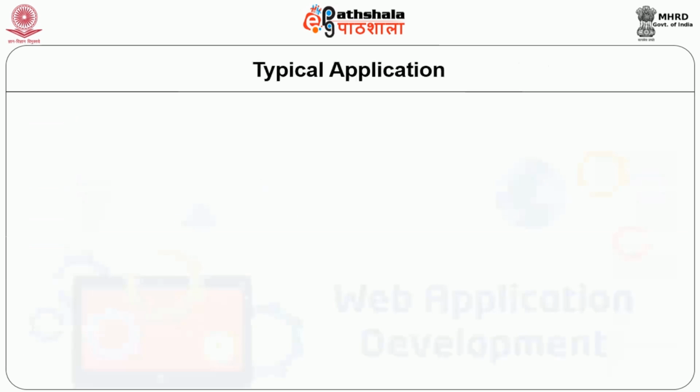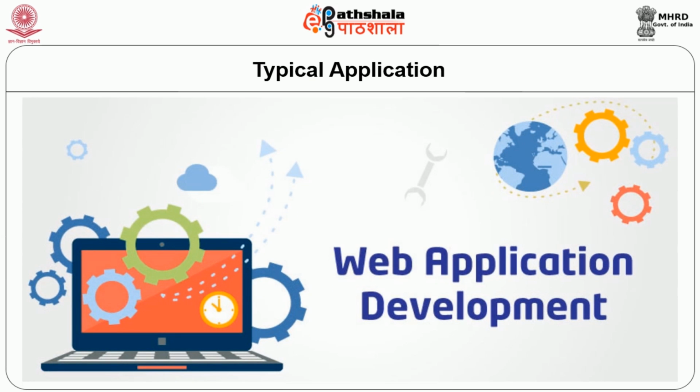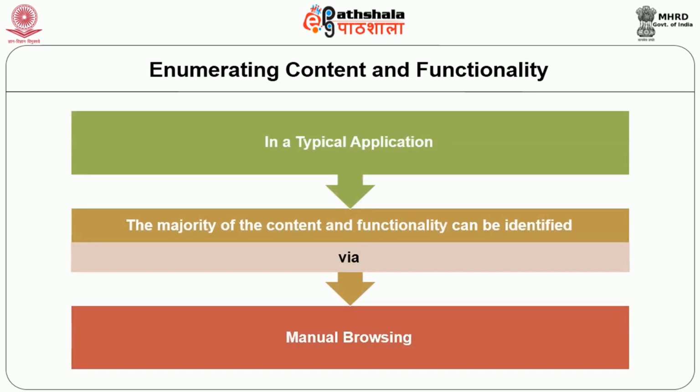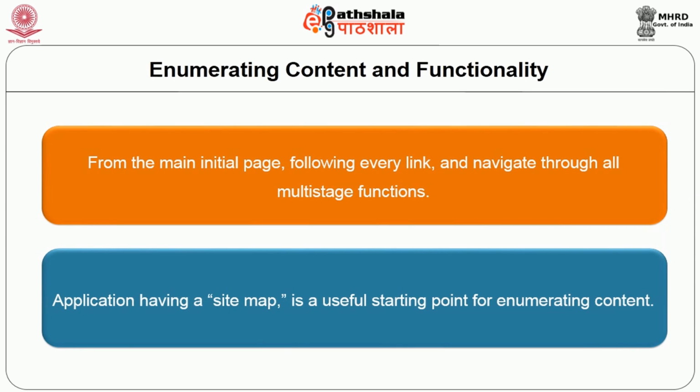In a typical web application, the majority of the content and functionality is identified via manual browsing. So walk through the application starting from the main initial page, follow each link, and navigate through all multi-stage functionality. If the application contains a site map, then it would be a big starting point for enumerating the content.